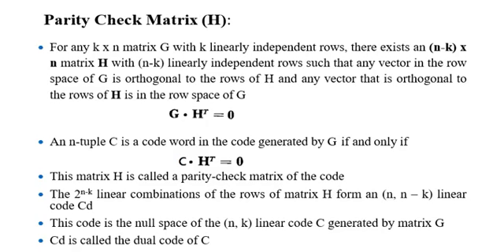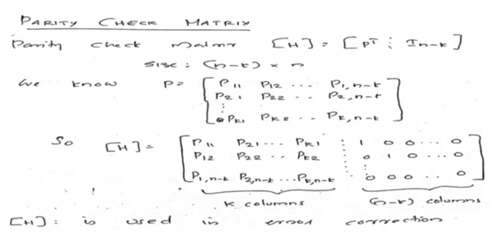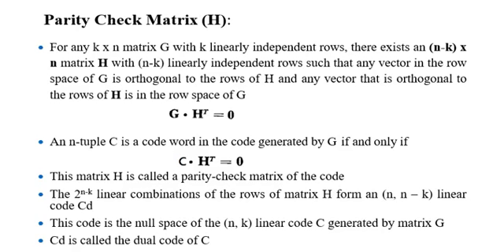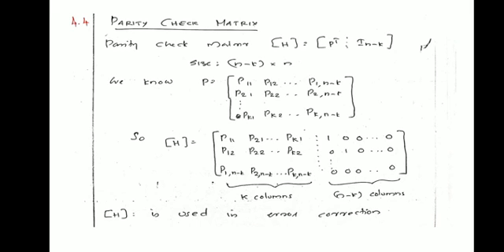So we can see that the 2 raised to n minus k linear combinations of the rows of matrix H form an n, n minus k linear code of these code word vectors. And these code word vectors we can call the dual code of C also. So we can see that this parity check matrix H is mainly used for error correction. Now we can see how we can represent this parity check matrix.